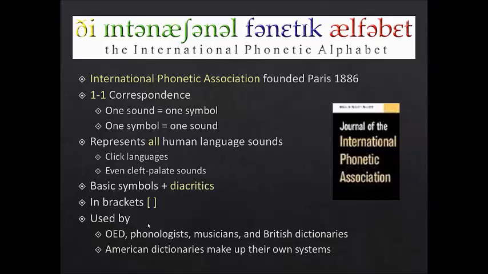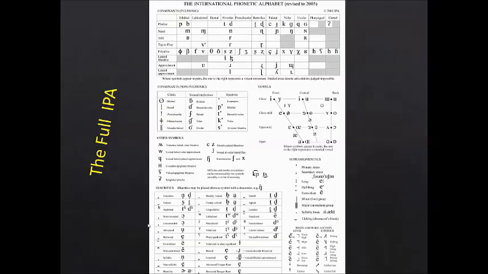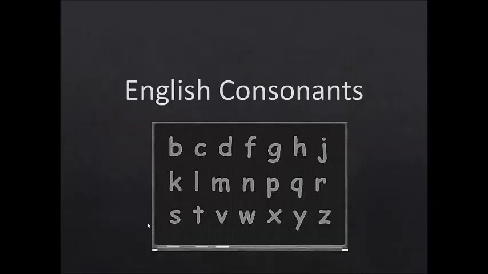I look at a Webster's dictionary and they say it's pronounced like these values. I have no idea what they're talking about because it's a made-up system. It's not IPA. Here it is. Isn't she beautiful? That's the entire thing. And no, we're not learning all of it. We're not even learning all of the consonants, just basic symbols for American English consonants.